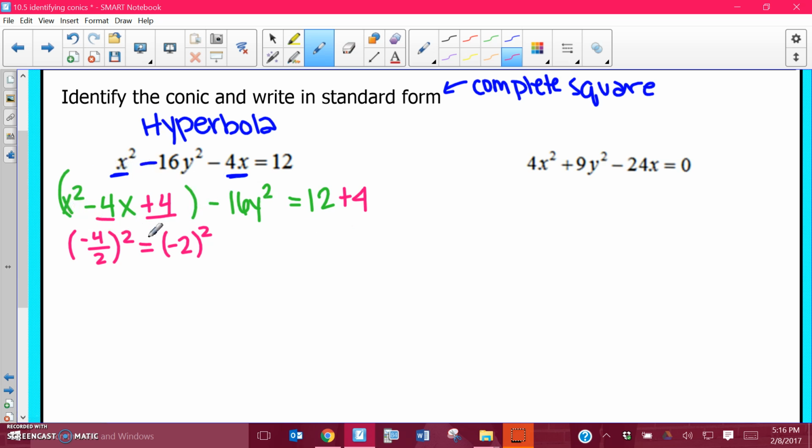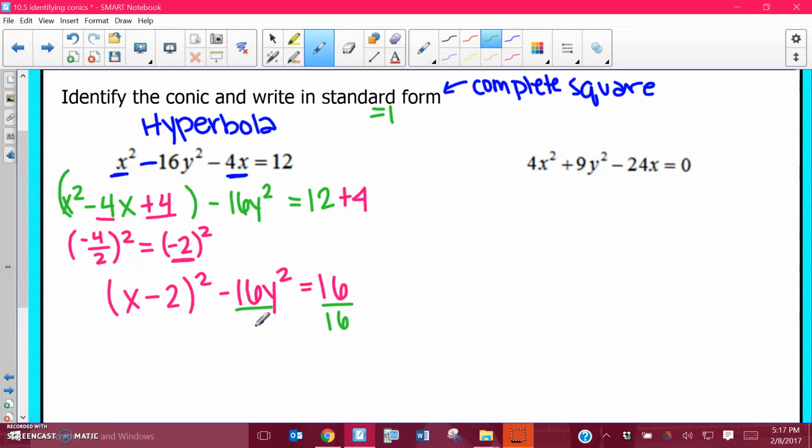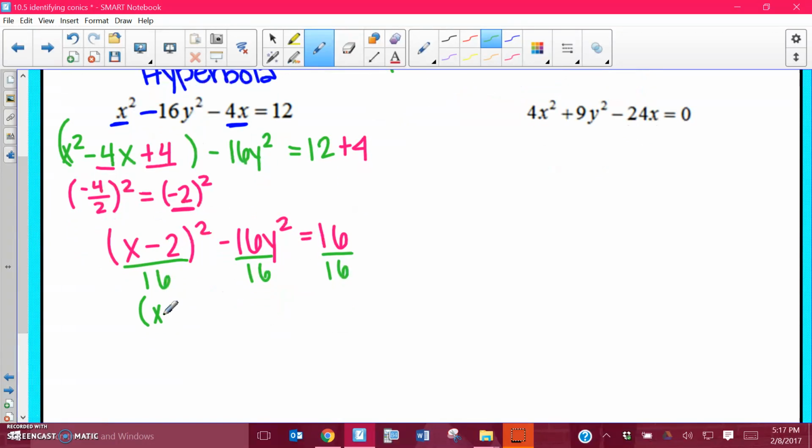And again, this should factor into a perfect square. And that perfect square is going to have this as the other part of it, okay? Minus 16y squared, and that equals 16. Okay, this still isn't in standard form though. Remember, in standard form for hyperbolas and ellipses, it says equals 1. So I'm going to go ahead and make this equal to 1 by dividing each of my terms by that number over there. So my final answer for this one would be x minus 2 squared over 16 minus y squared, or y squared over 1 if it makes you feel better, equals 1.